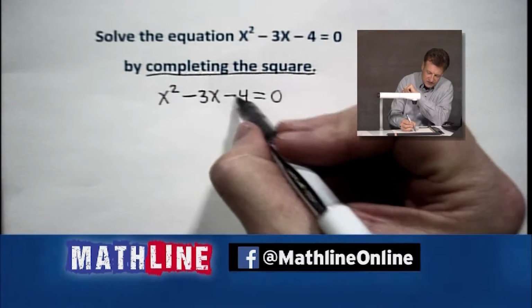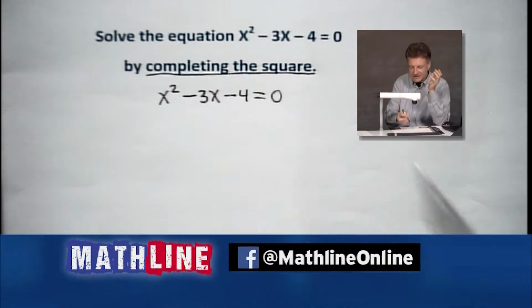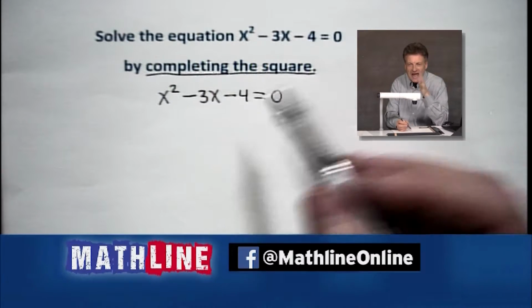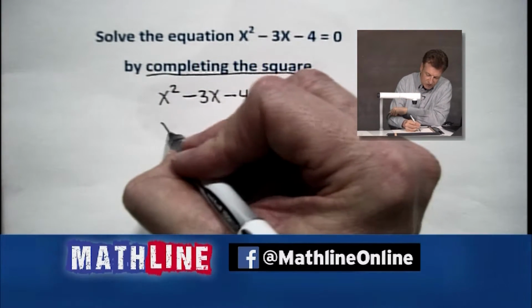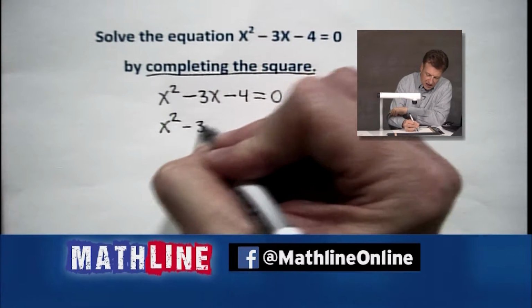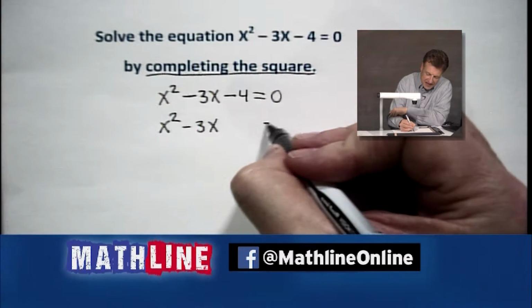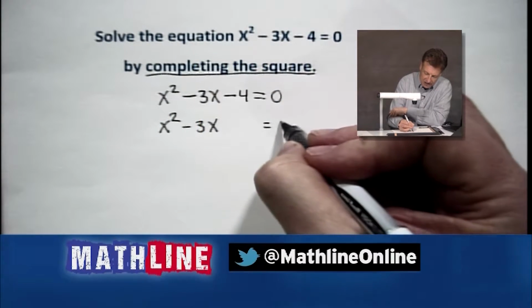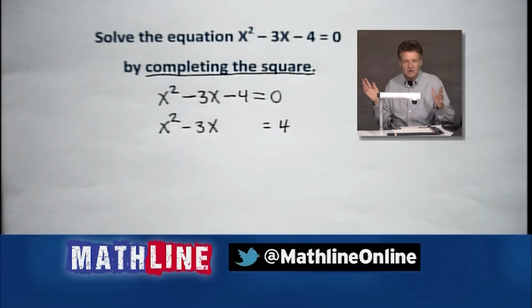So we're going to move this 4 over to the other side. Now, it's a minus 4 here, so we're going to add 4 to the other side. This is going to leave us with x squared minus 3x, and I'm going to leave a gap right there, equals 4. In other words, we add 4 to both sides. You say, well, that wasn't so hard, and it isn't. It's not hard. Now, here comes the moment.